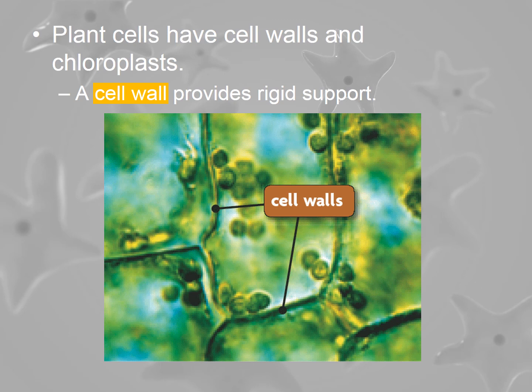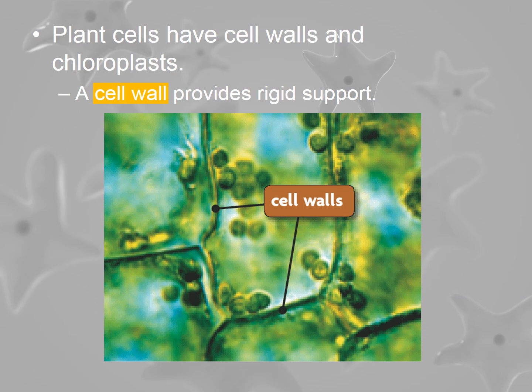Plant cells will then have a cell membrane that's right on the inside of the cell wall. It's so close to it that you cannot tell where the cell wall is and the cell membrane is. We're actually going to do an experiment that will move the cell membrane away from the cell wall, so you'll actually be able to see the outline of it, which is kind of cool.